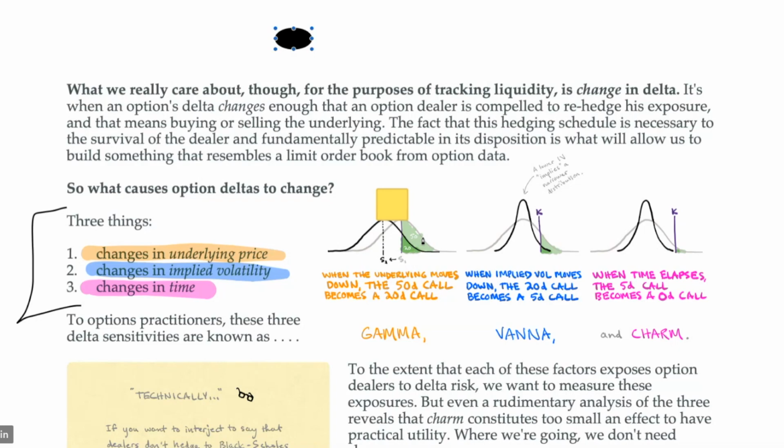Sorry to cut you off there, but now we talk about, so why is gamma important when it comes to, say, hedging for it?